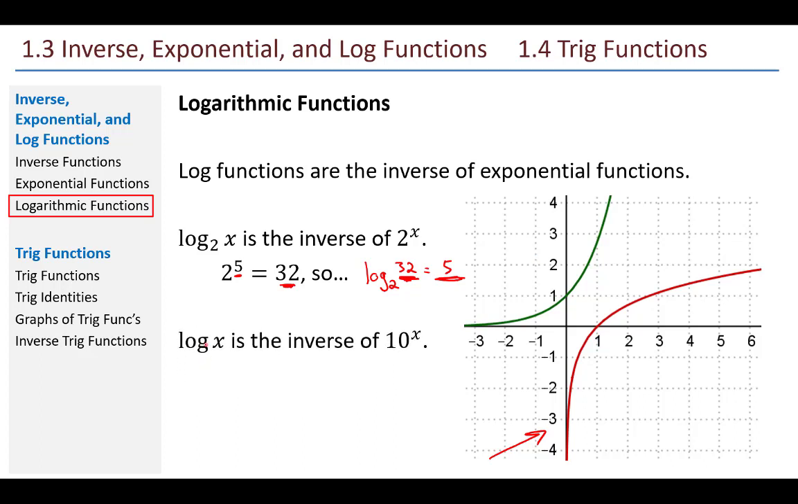Now, if log doesn't have a subscript, then it's understood to be log base 10. That's the common logarithm. And if you see ln, that's the natural log, and that log is the inverse of e to the x, the natural exponential function.